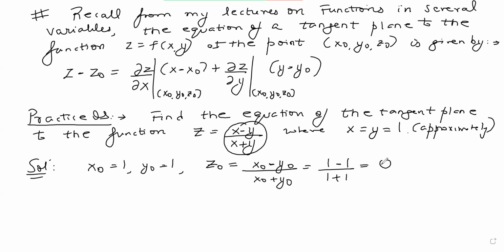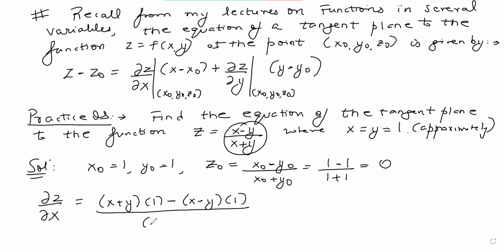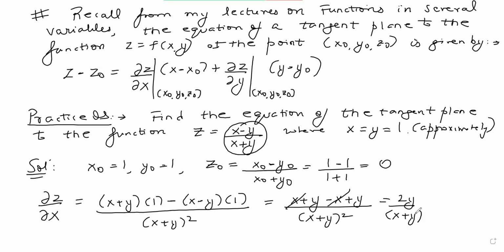Okay, if I quickly calculate del z by del x, that's the partial derivative of the z function with respect to x. Its denominator into the derivative of the numerator, which is 1, minus numerator into the derivative of the denominator, which is again 1 with respect to x partially, over denominator square. This is the famous quotient rule. If I solve the numerator, I get x plus y minus x plus y over (x plus y) square. x and minus x cancel, I get 2y over (x plus y) square.